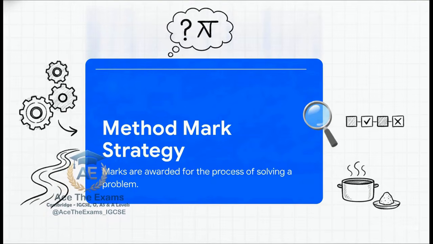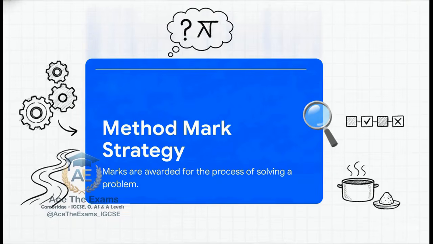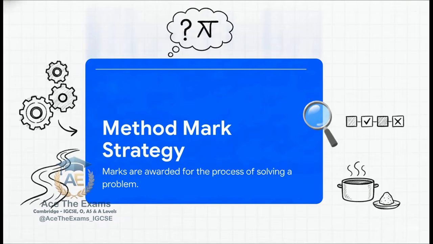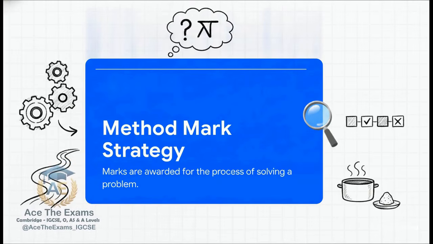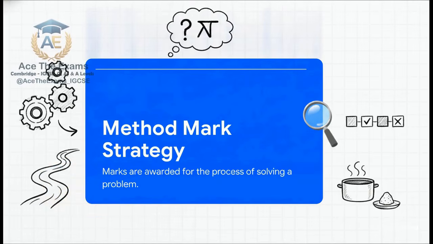The absolute crucial point here is that marks are awarded for the process. Your systematic analysis and your evidence-based reasoning are what the examiners are truly grading. This is called the method mark strategy, and let me tell you, it is a complete game changer.